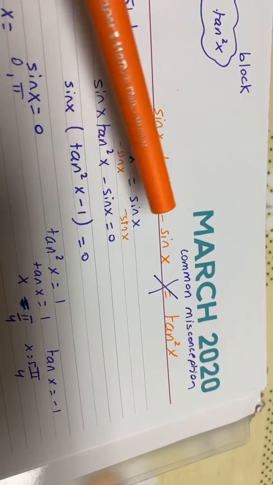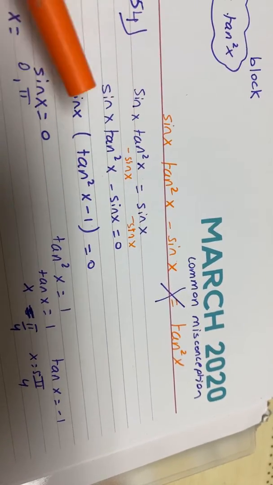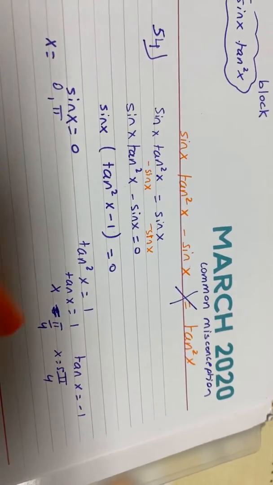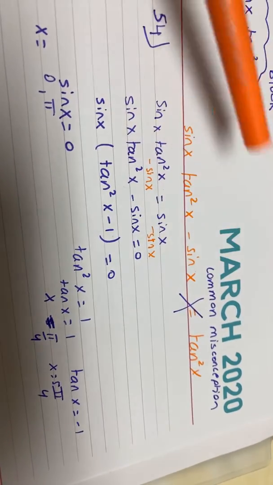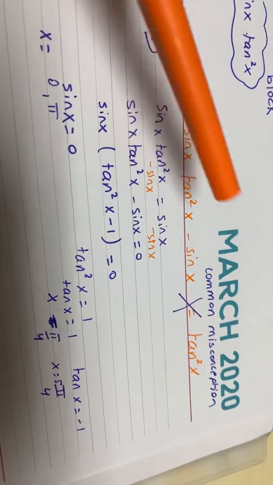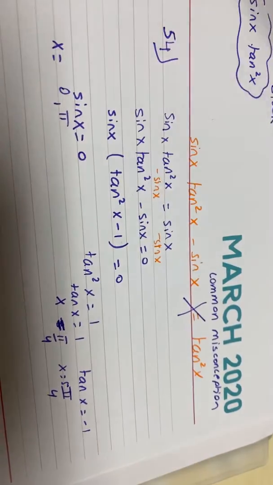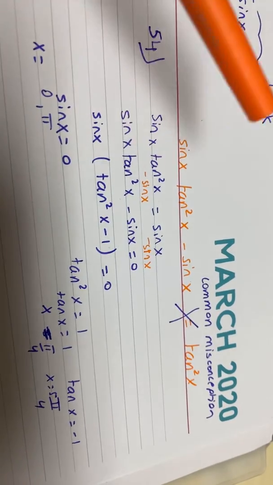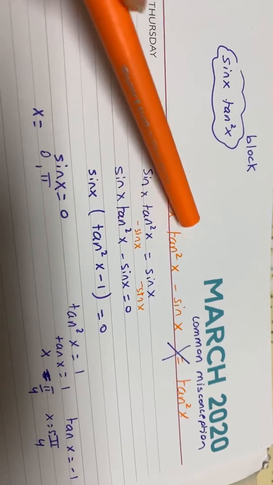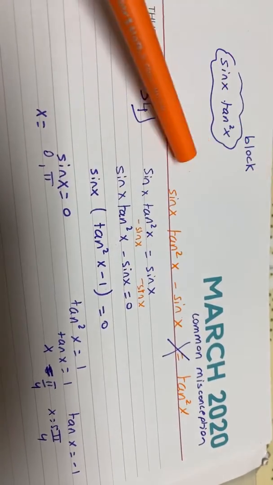Equal it to 0. So to equal it to 0, we need to subtract sine, then factor what's common, and solve. Now, a common misconception that I included here: when you subtract sine, many students would say, okay, those cancel out, and you'll be left with tan squared of x. This is incorrect because sine x tan squared is a block altogether. You cannot subtract those two.